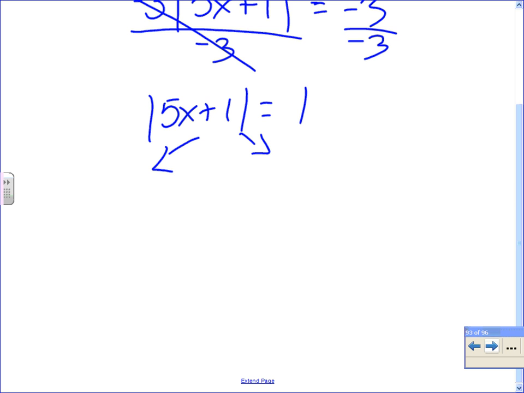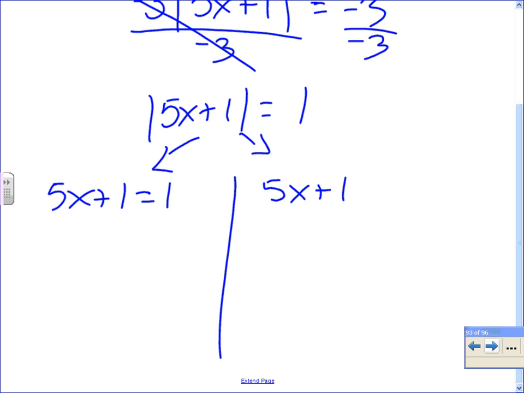What is one of the equations, Frankie, when we split it up? Good. Chris, what's the other one? Okay, pay attention, please. Dylan, what's the other one? 5x plus 1 equals negative 1. Remember, it's basically the same equation, but one of them is 1, one of them is negative 1.